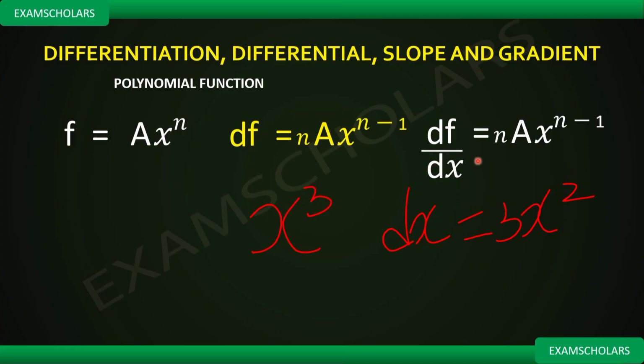Now this is called differentiation for polynomial function. It's also known as differential. You can also call it slope. This is slope here, change in f over change in x. It's also known as gradient.